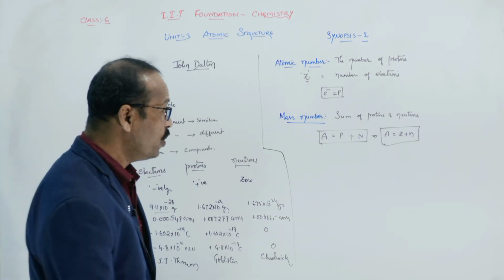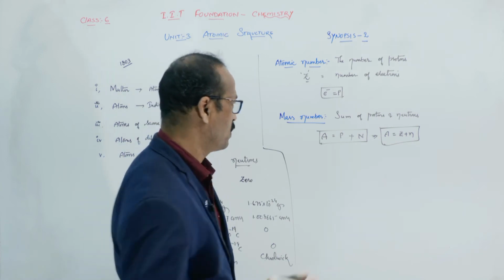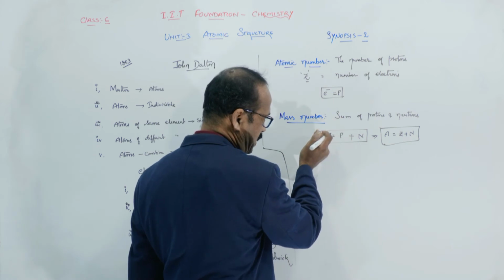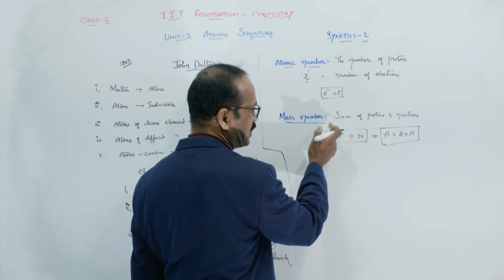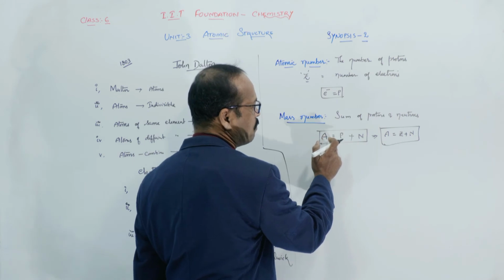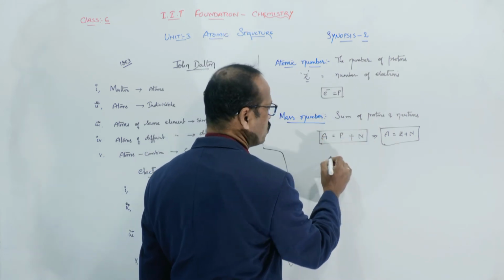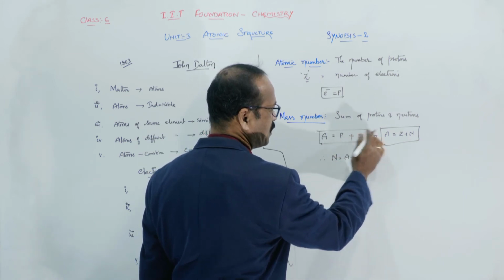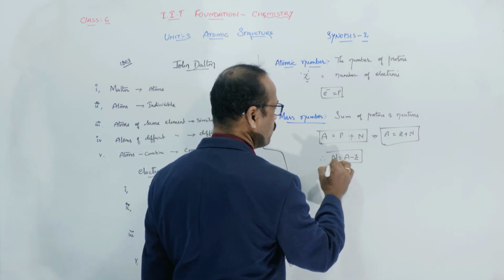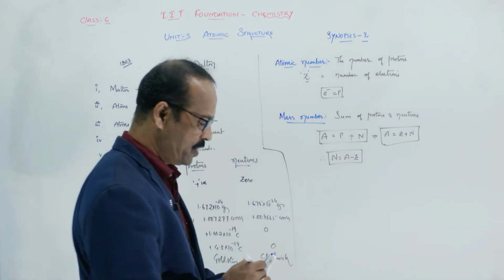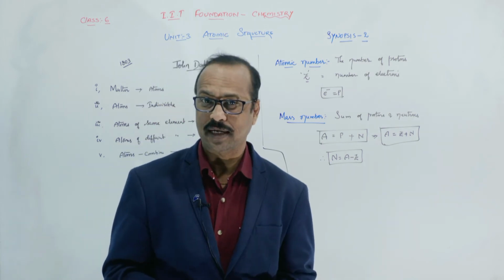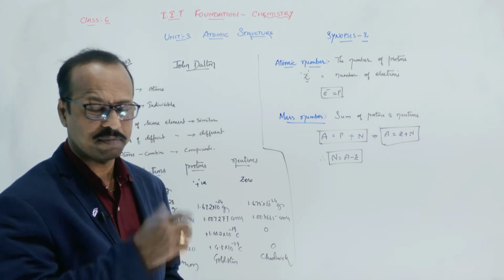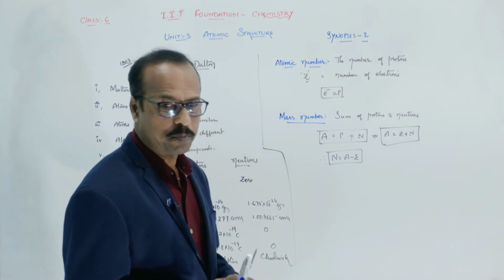Right. Now, if you want to find the number of neutrons, it is very simple. Just bring P to this side. When it comes here, it becomes minus P. So A minus P is equal to N. Therefore N is equal to A minus P, where P is Z here. So the number of neutrons can be calculated by subtracting the atomic number from the mass number. Clear? Very simple.